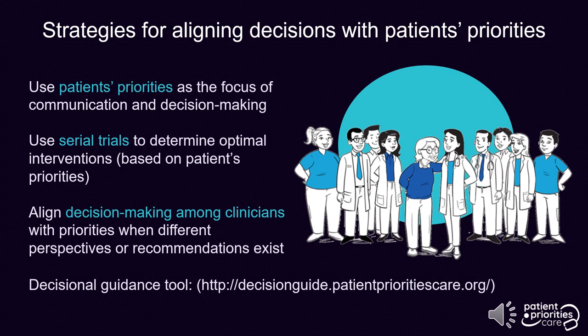As you can see on the slide here, the strategies are 1, to use patients' priorities as the focus of communication and decision-making. 2, to develop serial trials based on the patient's priorities to identify optimal interventions. And 3, to align decision-making among clinicians with the identified priorities, particularly where there are different perspectives or recommendations among the clinicians. You'll be learning how to use these strategies in the next session.